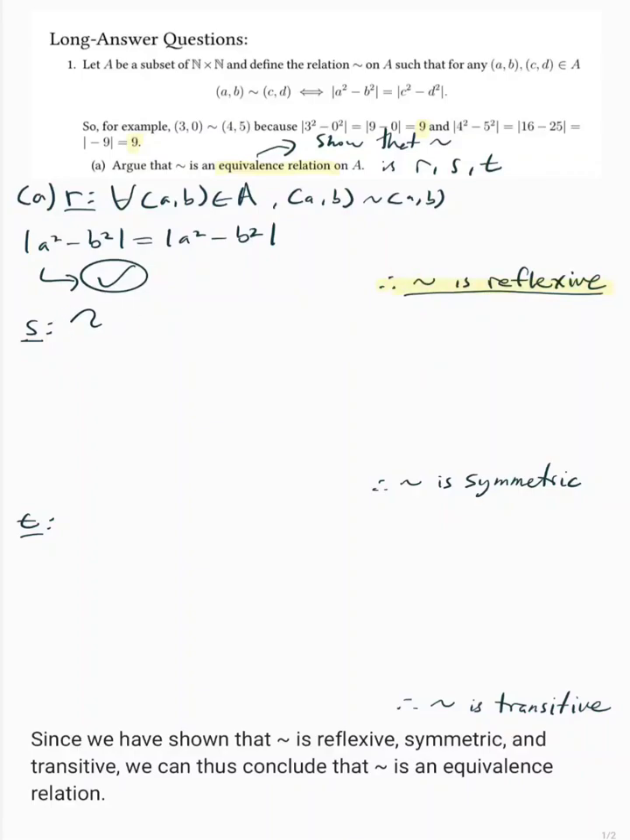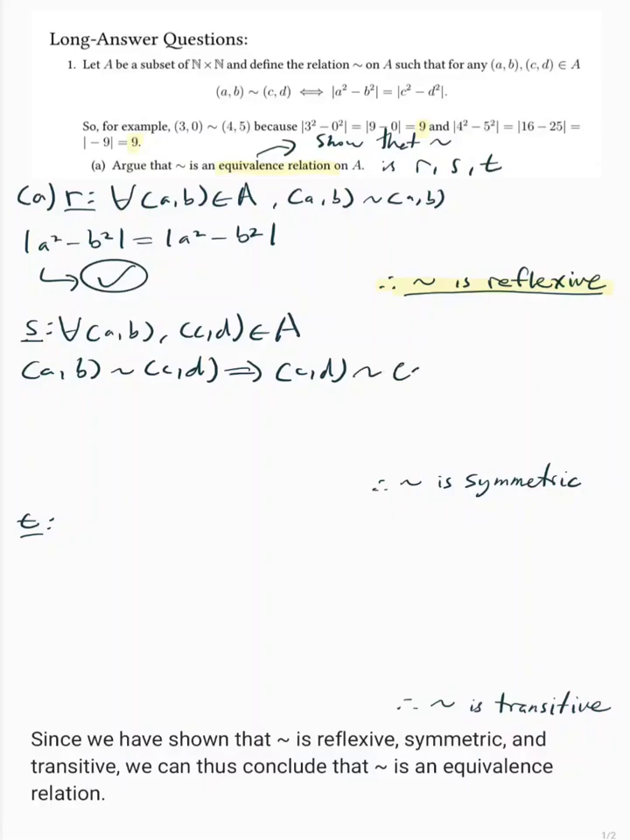Okay, so now to show that tilde is symmetric, we have to show that for any two arbitrary elements in our set, let's say we have a pair (a, b) and a pair (c, d), if the pair (a, b) is related to the pair (c, d), then this should imply that the pair (c, d) is related to the pair (a, b). So now, let's assume that this part of our statement holds true. Then, applying our definition, we can conclude that the absolute value of a squared minus b squared must be equal to the absolute value of c squared minus d squared.